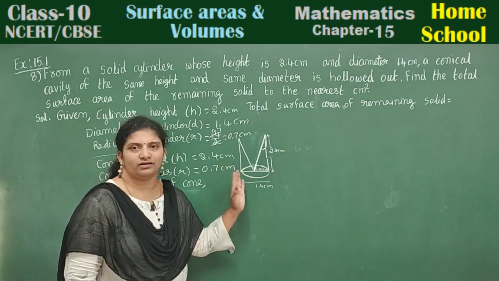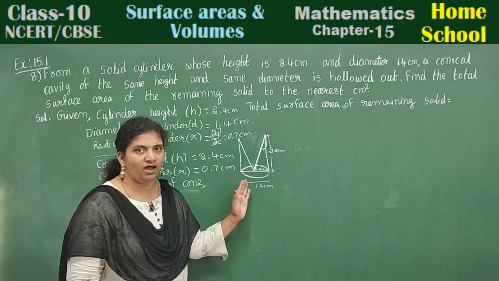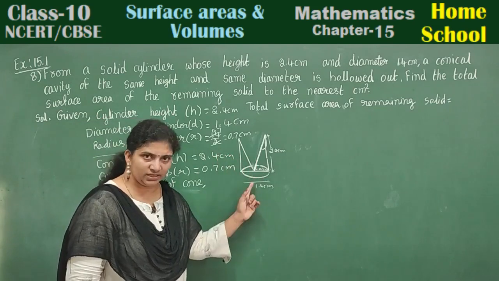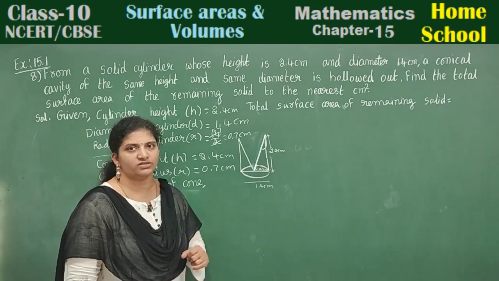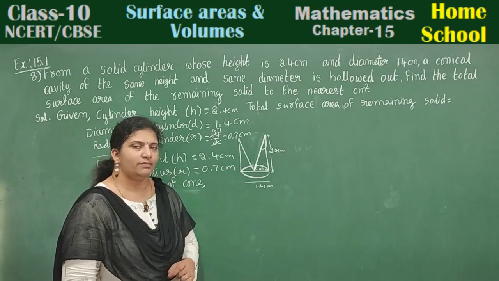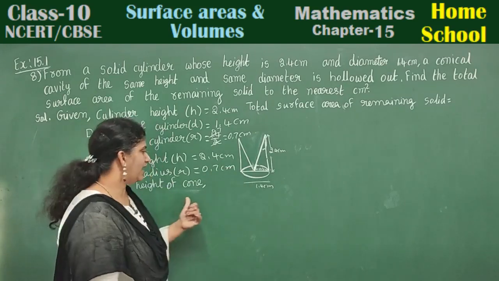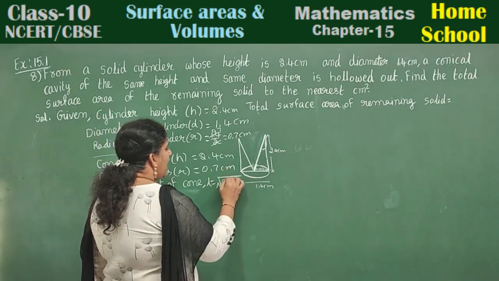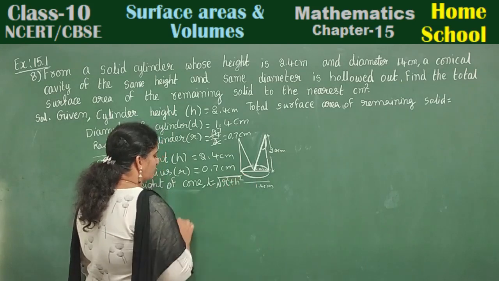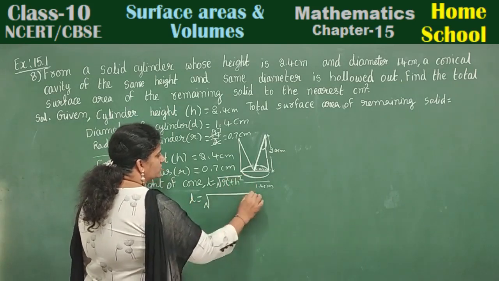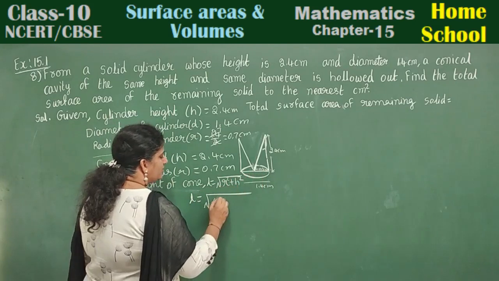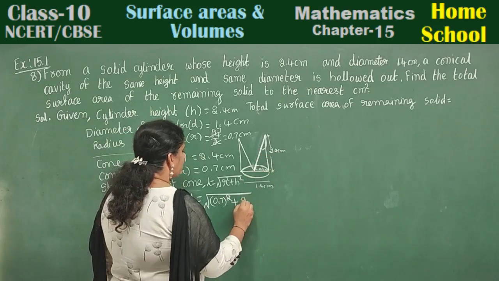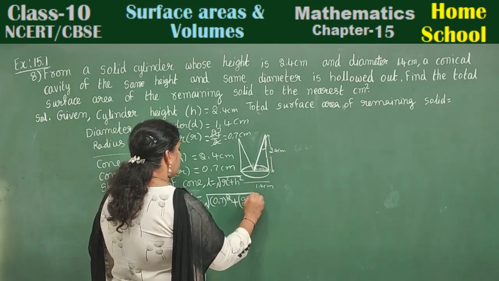In order to find the remaining solid surface area, we need the formula: CSA of a cylinder, area of a circular base, plus CSA of a cone. CSA of a cone is pi R L, which means we need the slant height. L is the slant height. The formula to calculate L is the square root of R square plus H square. L is equal to the square root of R, 0.7 whole square, plus height 2.4 whole square.